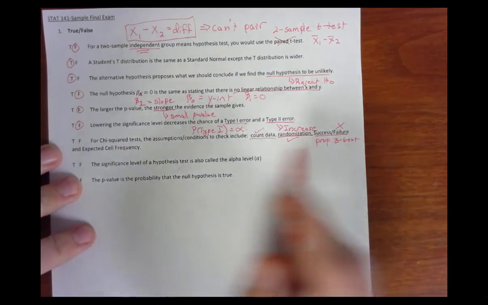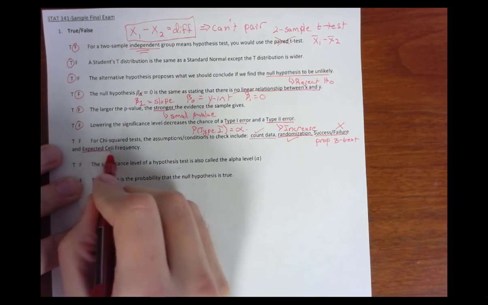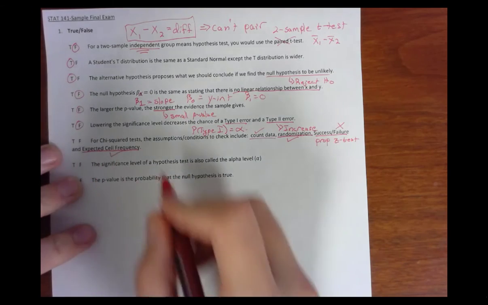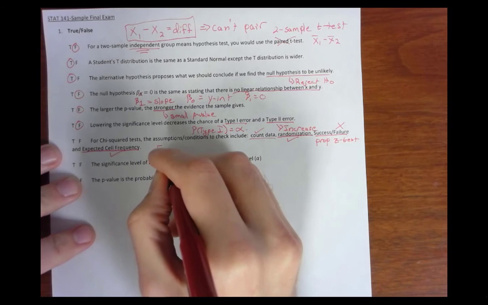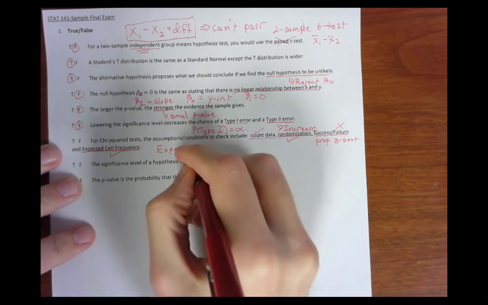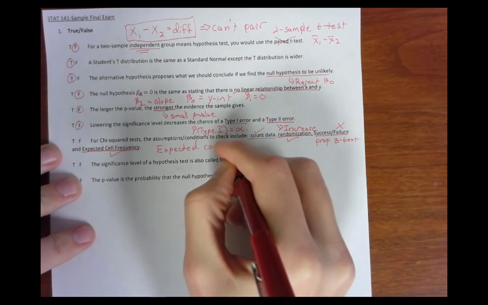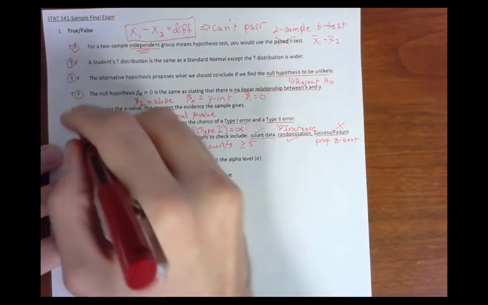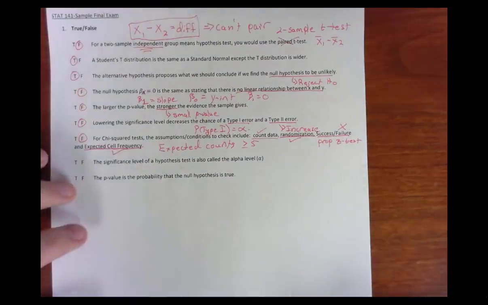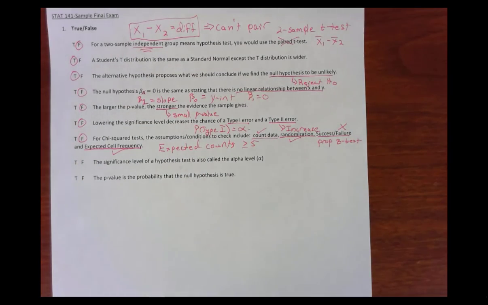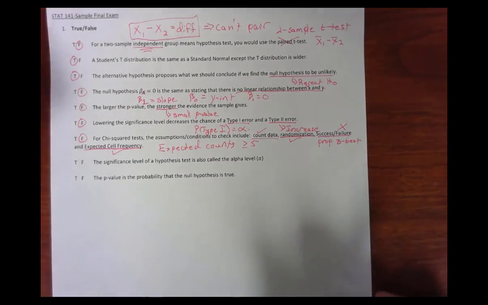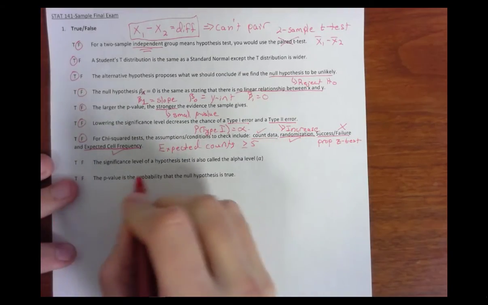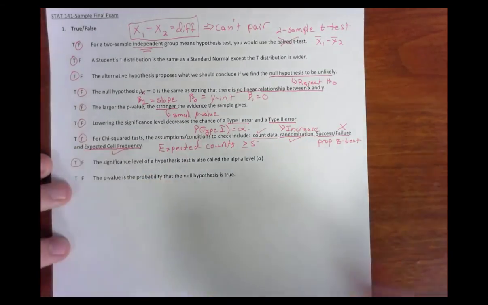What we replace with the success failure condition is with the expected cell frequency. So we want our expected counts to be greater than or equal to 5, not our success failures to be greater than or equal to 5. So this statement is also false. The next one says the significance level of hypothesis test is also called the alpha level. Well, our significance level is equal to alpha, so that statement's true.